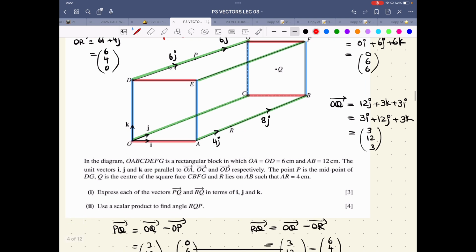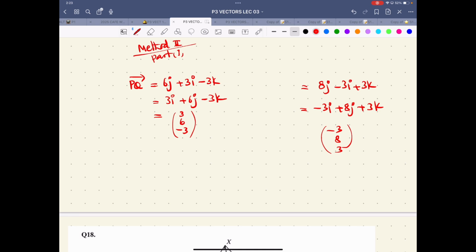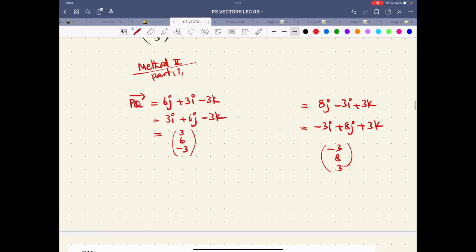And the next one is RQ. So what should I do? I should start with R and go till Q. So go this way, which is 8J. Go this way, that is negative 3I. And go this way up, that is positive 3K. All good? So 8J, negative 3I plus 3K. That is negative 3I plus 8J plus 3K, which is negative 3, 8, and 3. And what is the name of this vector? RQ. So this is RQ.